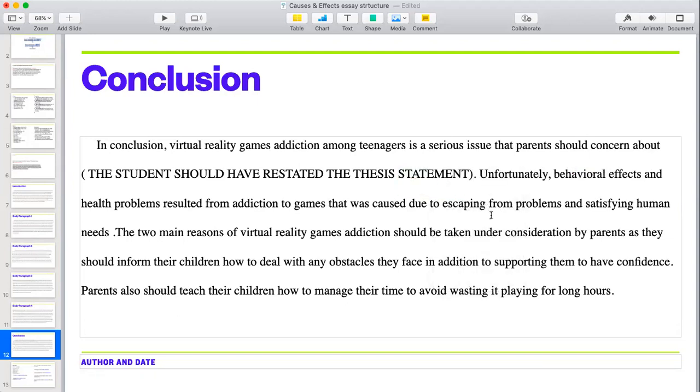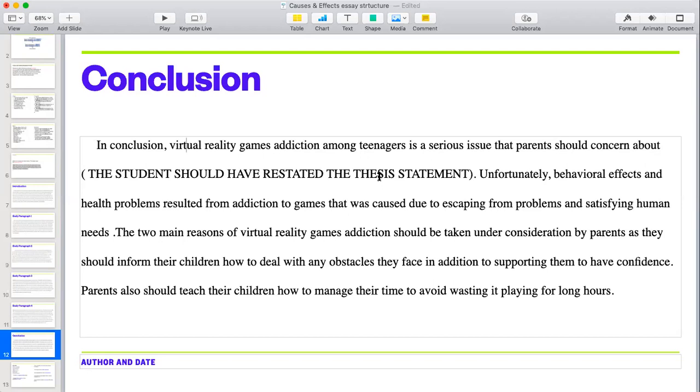Let's see if she does it later on. Unfortunately, behavioral effects and health problems resulted from addiction to games that was caused due to escaping from problems and satisfying human needs. So she's trying to summarize everything, but this is not correct. Before the summarizing, the first sentence should be the thesis statement. So the thesis comes as the last sentence in the introduction and the first sentence in the conclusion.